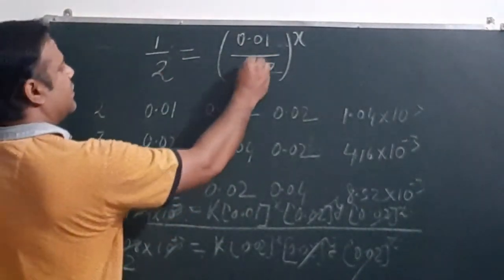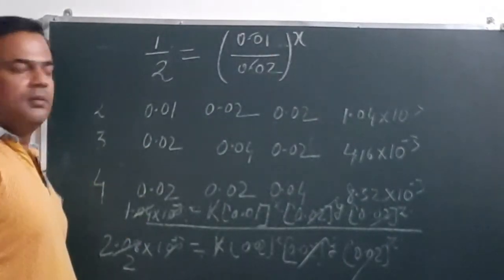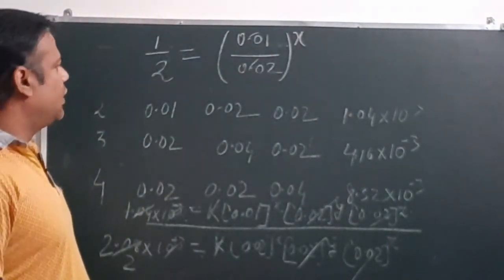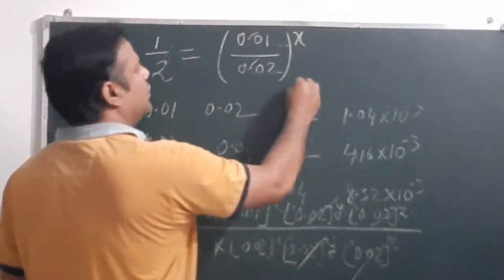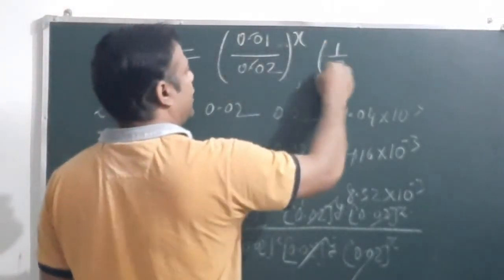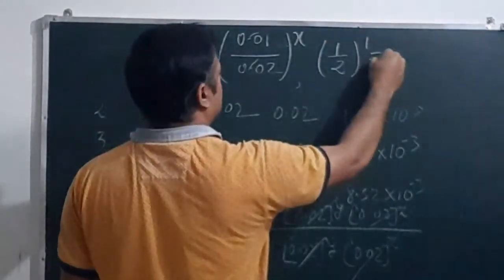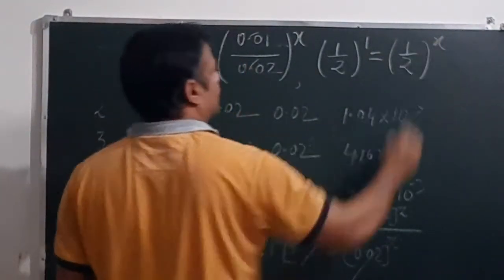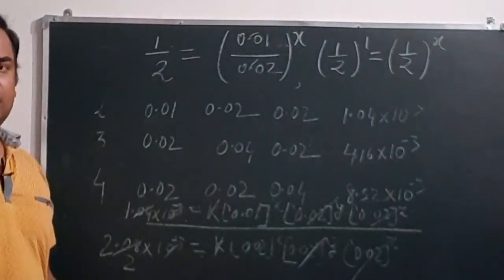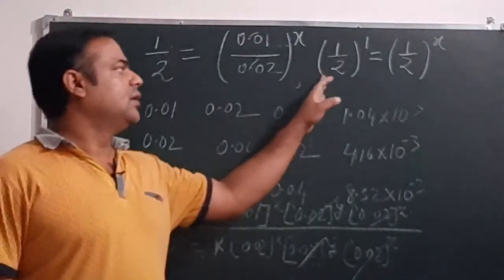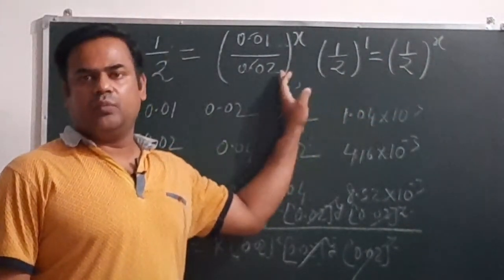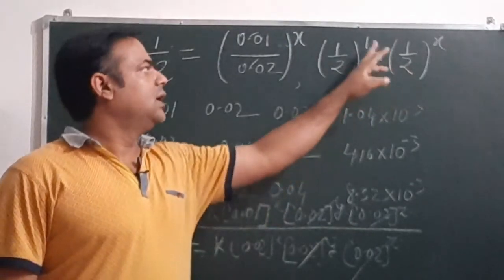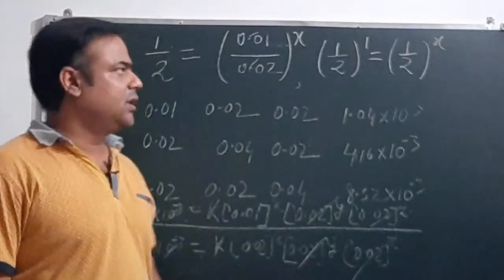From here the decimal will be cancelled. Now we'll have 1 by 2, 1 by 2 to the power 1 equals to 1 by 2 to the power x. And you have studied that whenever the base is same and both sides are equal, then the power also becomes equal.